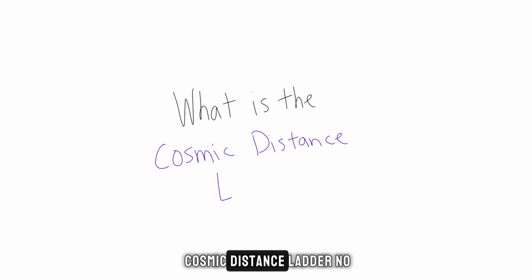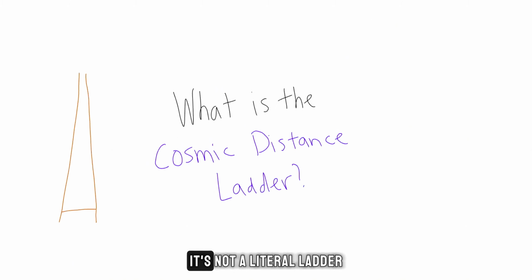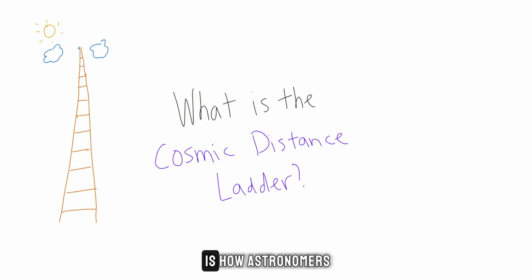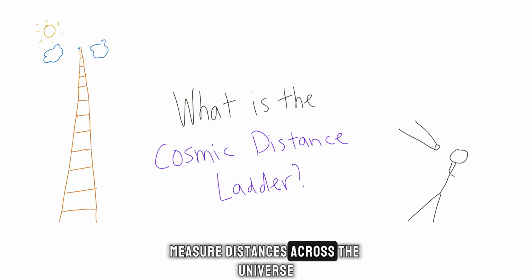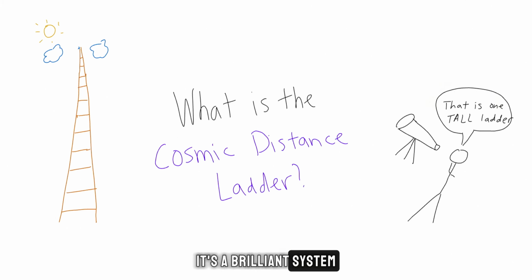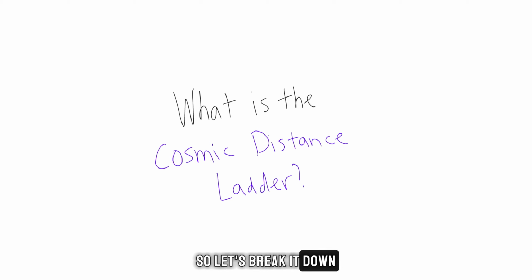Hey guys, today we're going to be climbing the cosmic distance ladder. No, it's not a literal ladder, though that'd be pretty awesome. The cosmic distance ladder is how astronomers measure distances across the universe using a series of overlapping techniques. It's a brilliant system, and without it, we'd be pretty lost in space. So let's break it down.